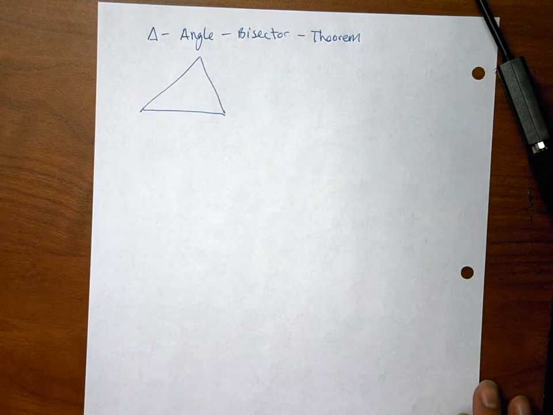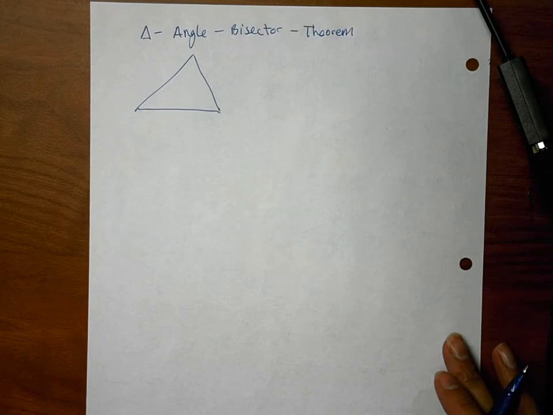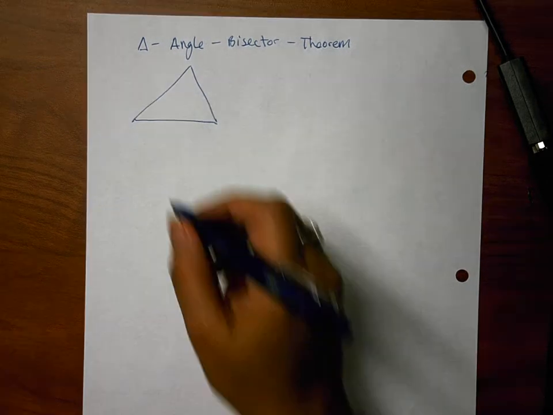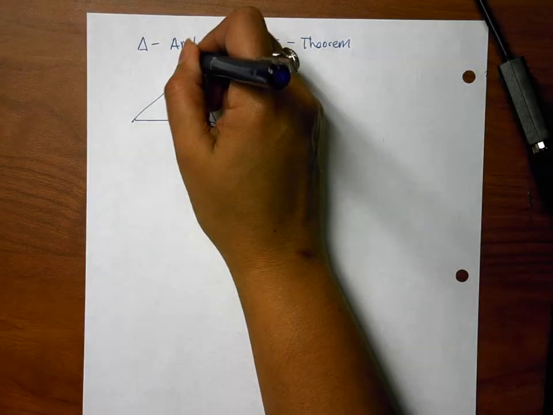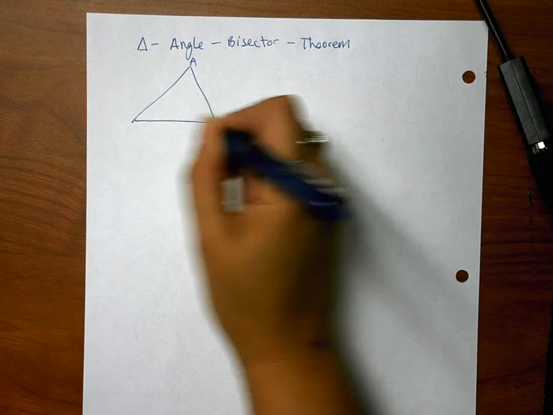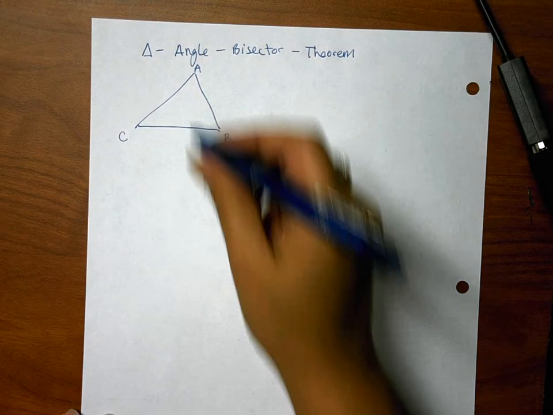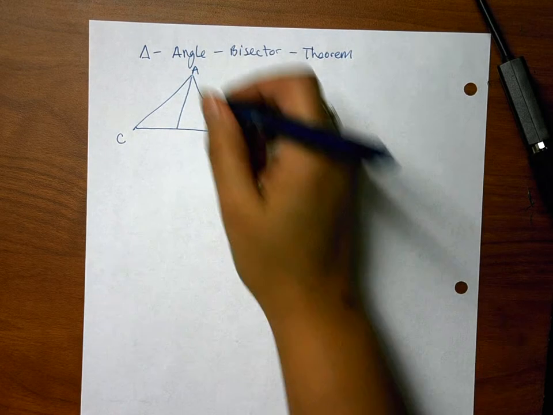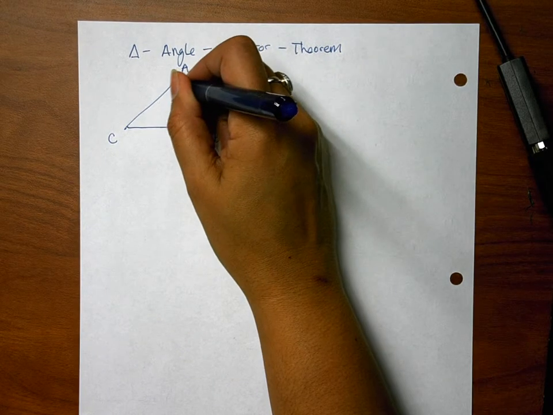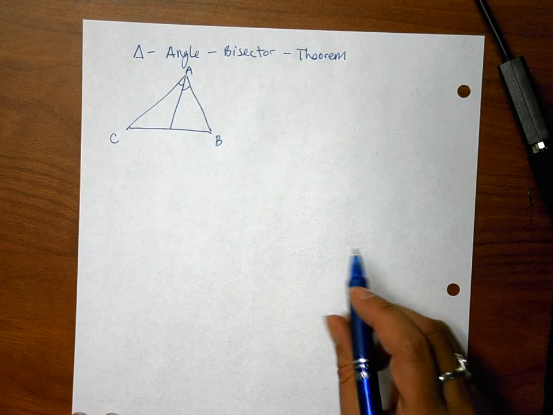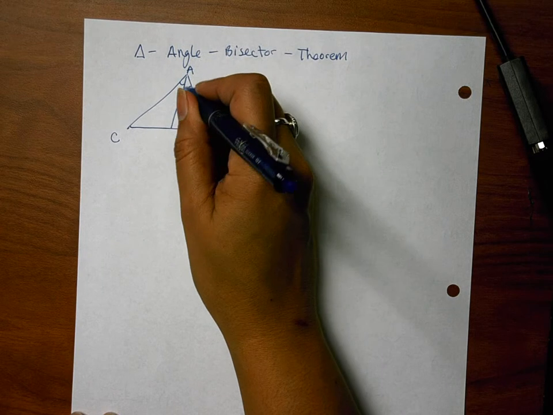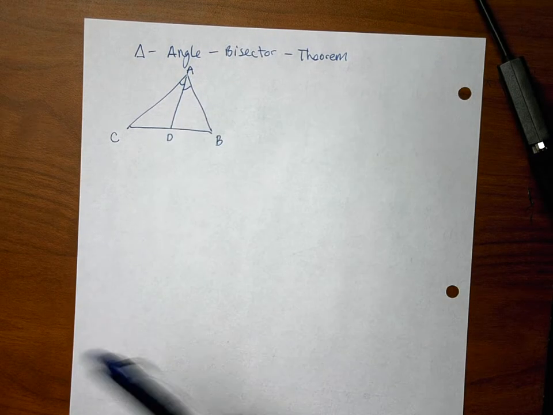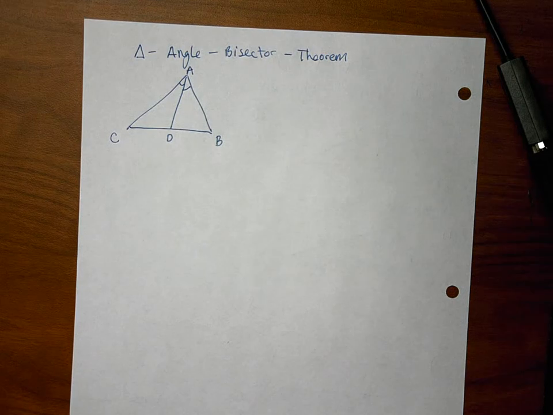All right, so let's draw our triangle. The side splitter was dealing with side lengths. Right now we're going to deal with angles. So I'm going to call this ABC. And I'm going to bisect angle A. It doesn't matter which angle you bisect. Right now I'm bisecting angle A. And where this angle bisector meets its opposite side, I'm going to call that D.